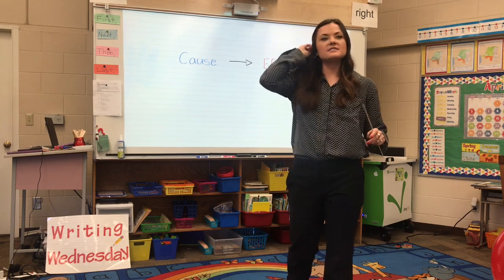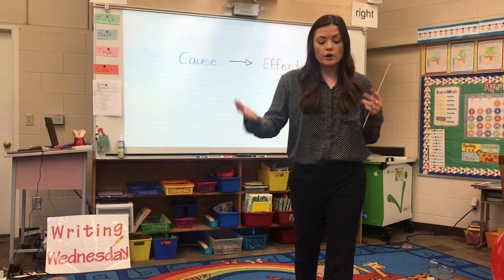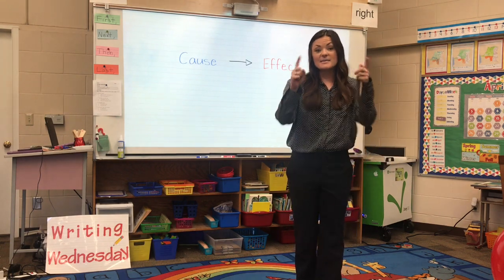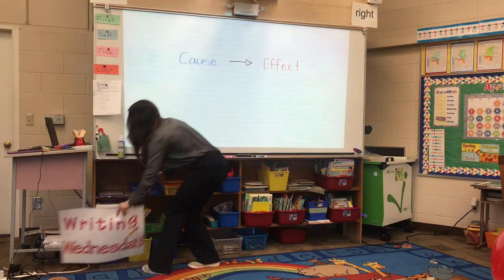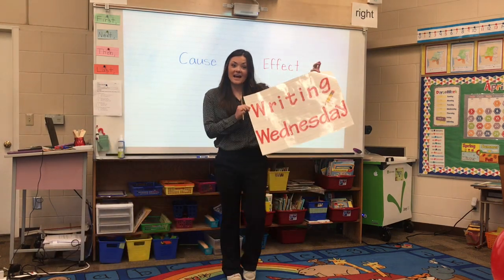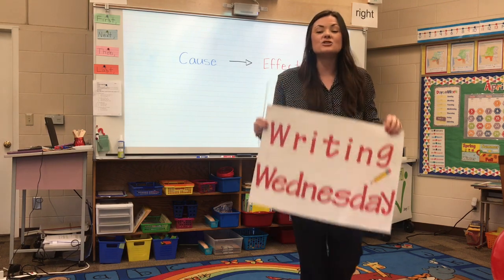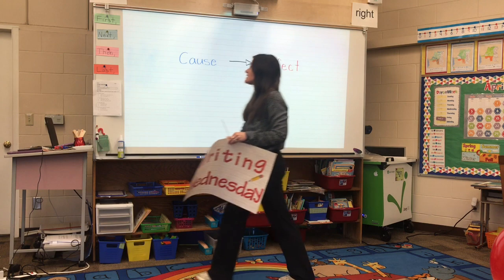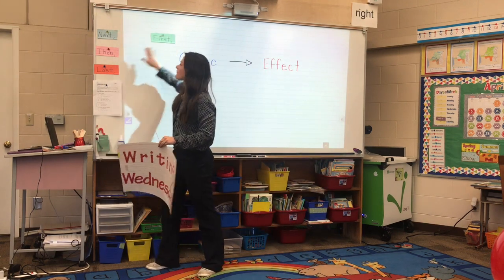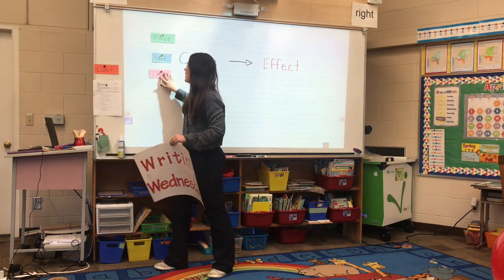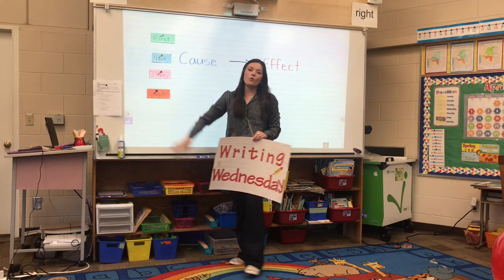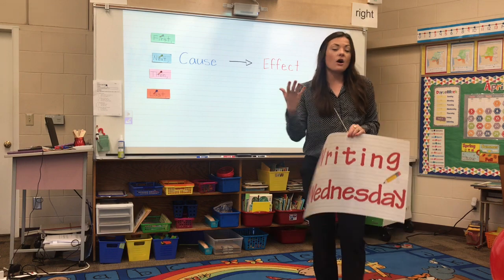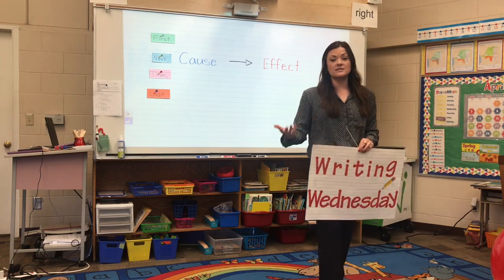So I want you to think of something at home that you can do where you're practicing what the different causes are and what effects they have, because today is Writing Wednesday. And I want you to write a story with cause and effect in it. And as you're writing that story, I want you to think about our first, our next, our then, and our last. Our 4 transition words that we've used in our writing before. And we've written about all different topics and all different subjects.